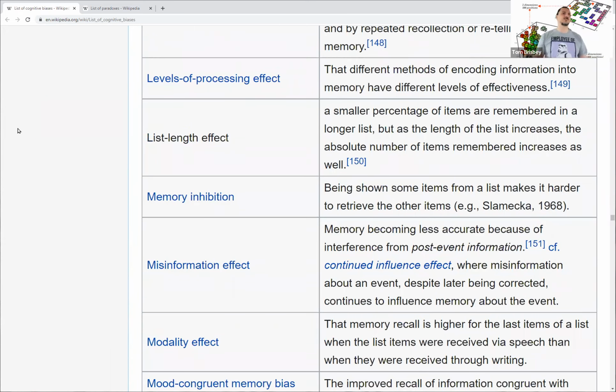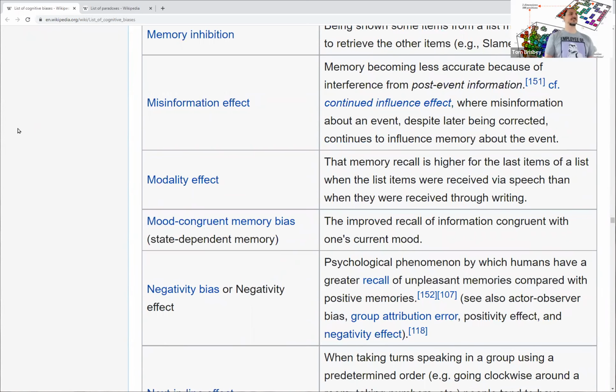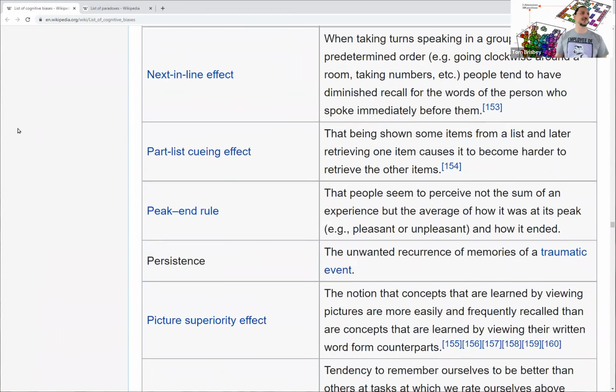Memory inhibition. Being shown some items from a list makes it harder to retrieve the other items. Yeah, that one's the modality. Memory recall is higher for the last items of a list. Yeah, that's true. End on a positive note, right?